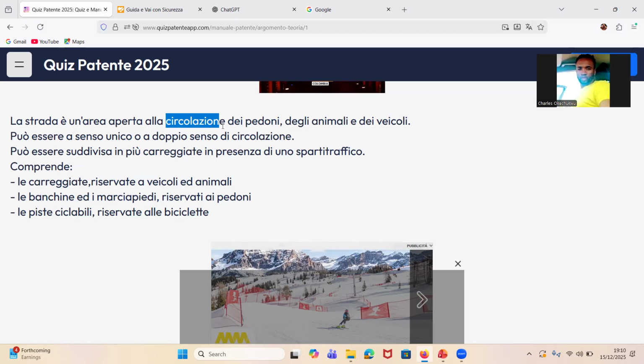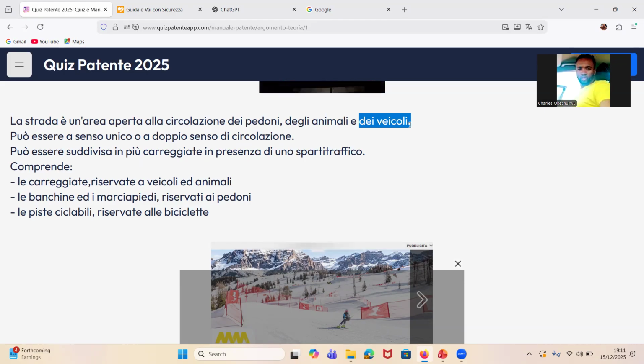La strada è un'area aperta al transito dei pedoni, alla circolazione dei pedoni. Not only pedestrians. The word pedoni means pedestrian. So they say inside that picture I showed, pedestrians move inside there, animali move inside there, even vehicles move inside there. Now, what is a vehicle? Vehicle is everything that has an engine and everything that has no engine. Let me repeat. Vehicle in patente means everything that has an engine and without engine. Bicycle is a vehicle.